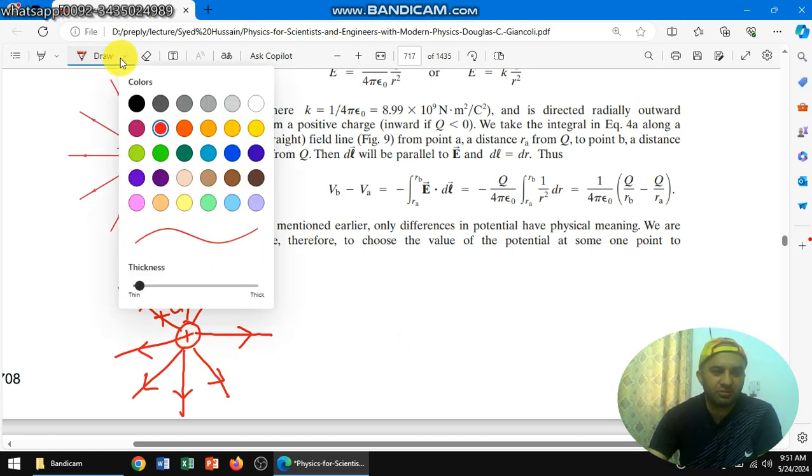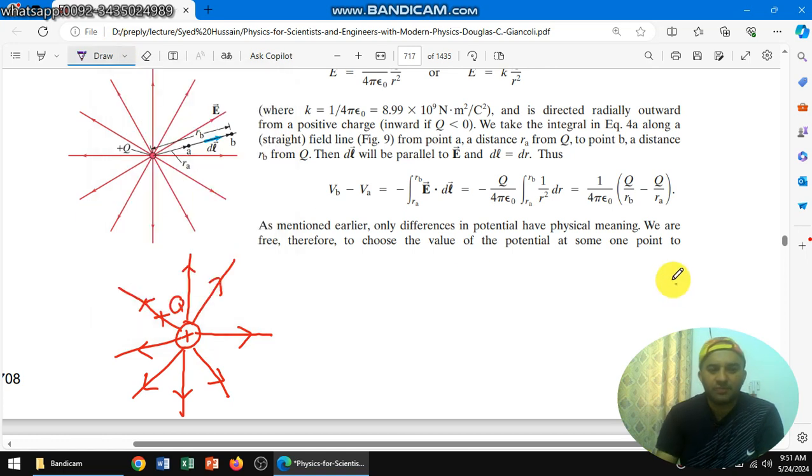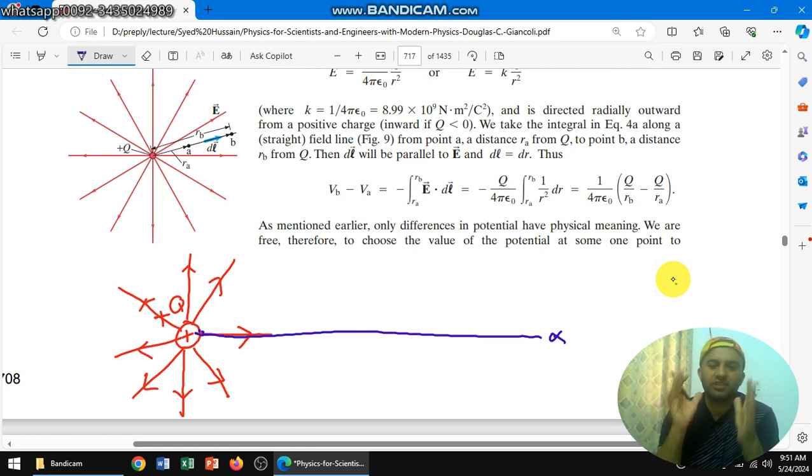So in order to determine the potential due to this point charge, we bring a test charge, for example a positive charge, from infinite distance into the field of this charge. When we bring this charge from infinity into the field, there are different points. For example, this is point B, this is point A.